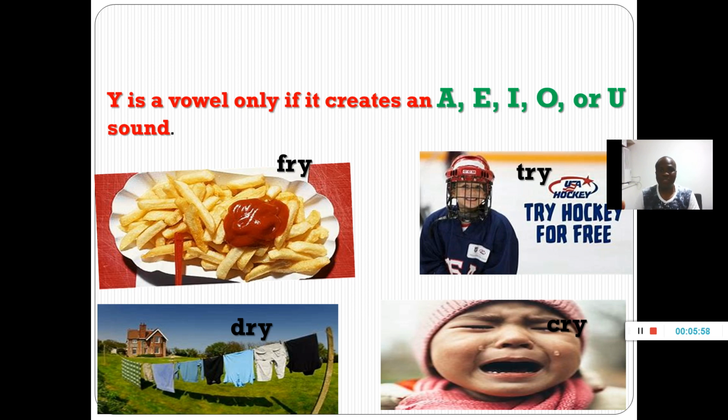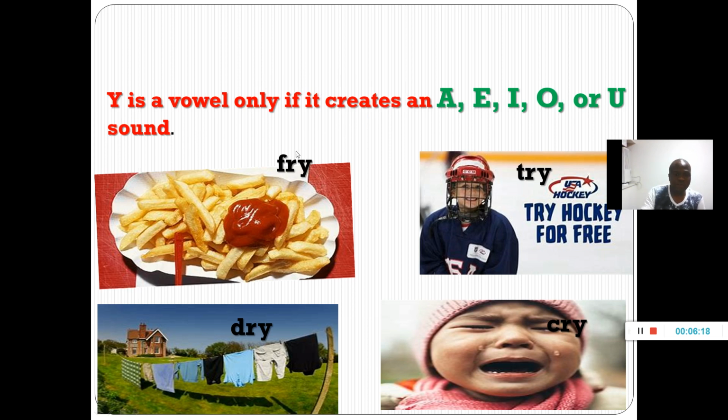Then we also have this example. Y is a vowel only if it creates an A, E, I, O, or U sound. So Y is a vowel sometimes because Y can create an I sound. It can create an E sound. Let's look at some examples.